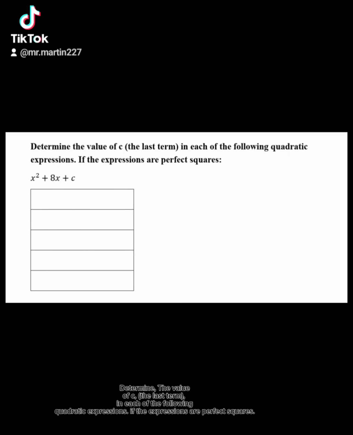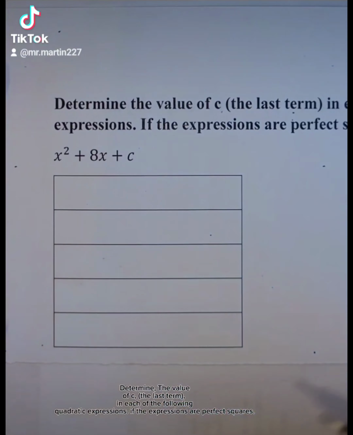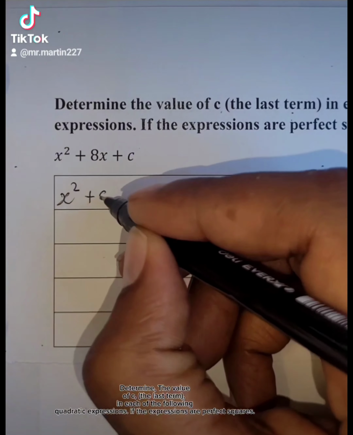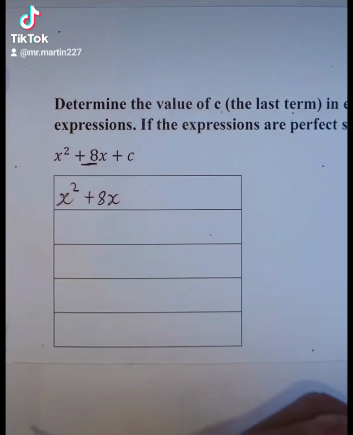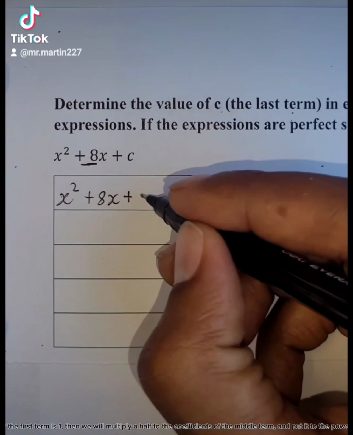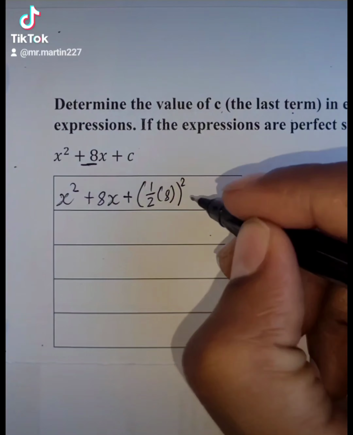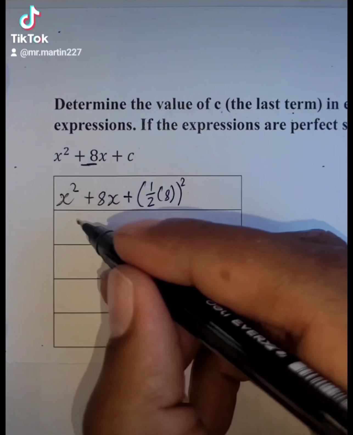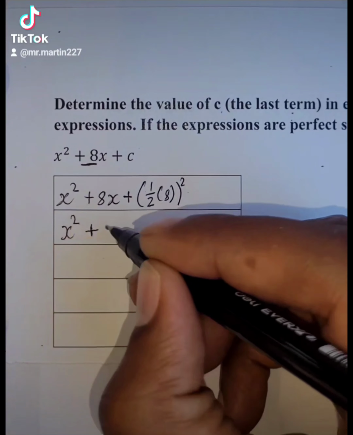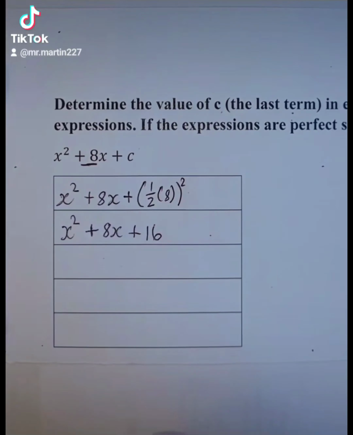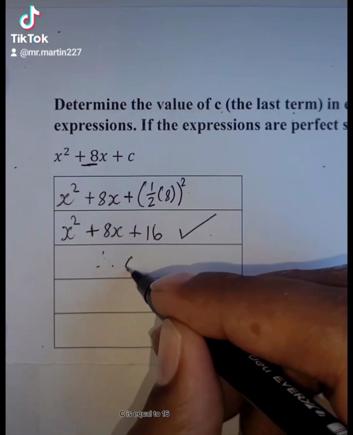Determine the value of C, the last term in each of the following quadratic expressions if the expressions are perfect squares. If the coefficient of the first term is 1, then we complete the square by multiplying a half by 8 to the power of 2. C is equal to 16.